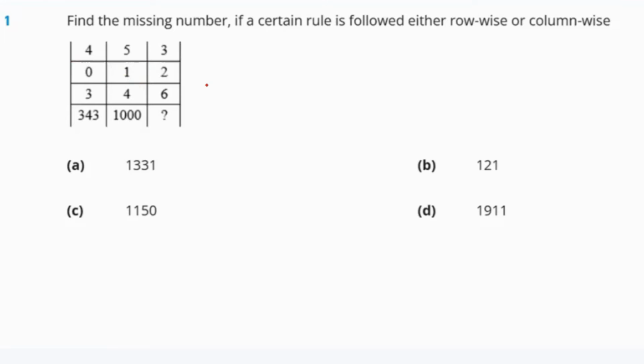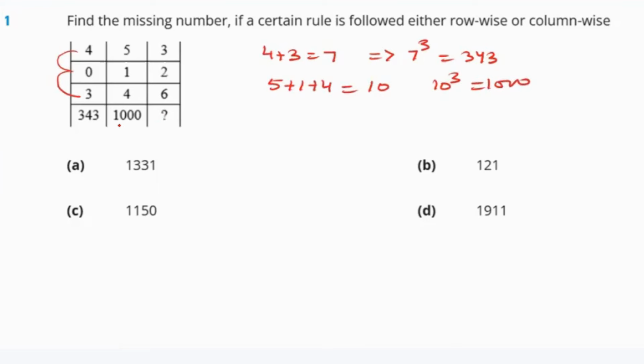If we go through this whole matrix given to us, we will try to find the rule. Looking at the numbers in the first column, 4 plus 0 plus 3, we are getting 7. And the cube of 7 is 343. Correct? So this is the rule we can make out of the first column. Now when we move to the second column, adding all the numbers together, 5 plus 1 plus 4, we get 10. And the cube of 10 is 1000. So that works here as well.